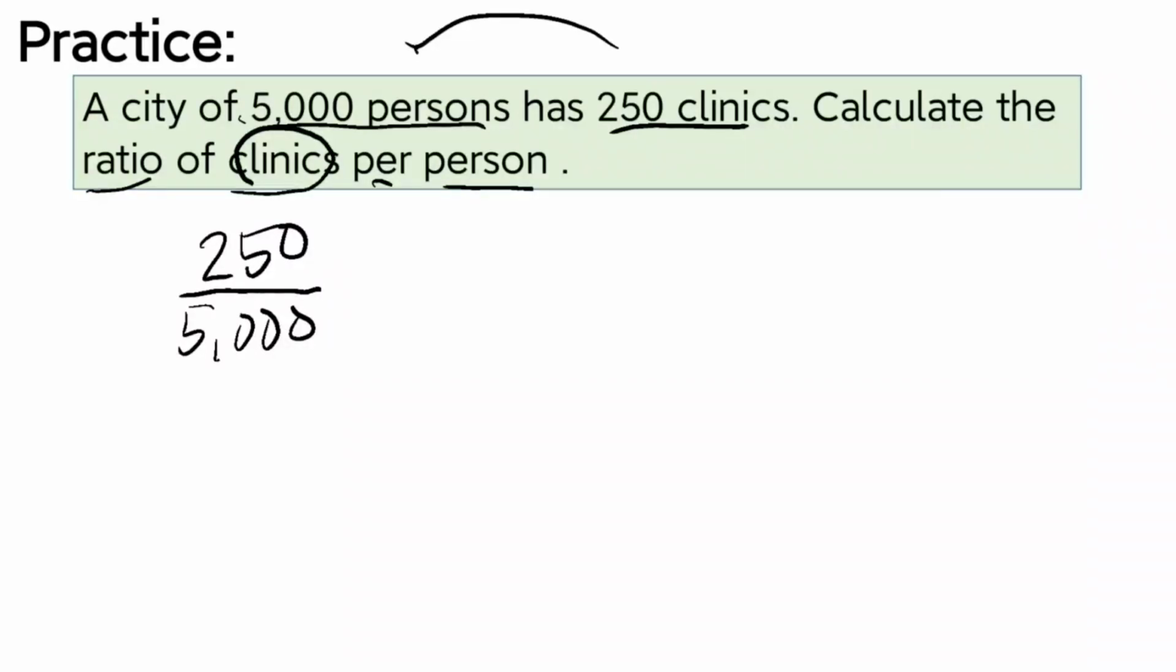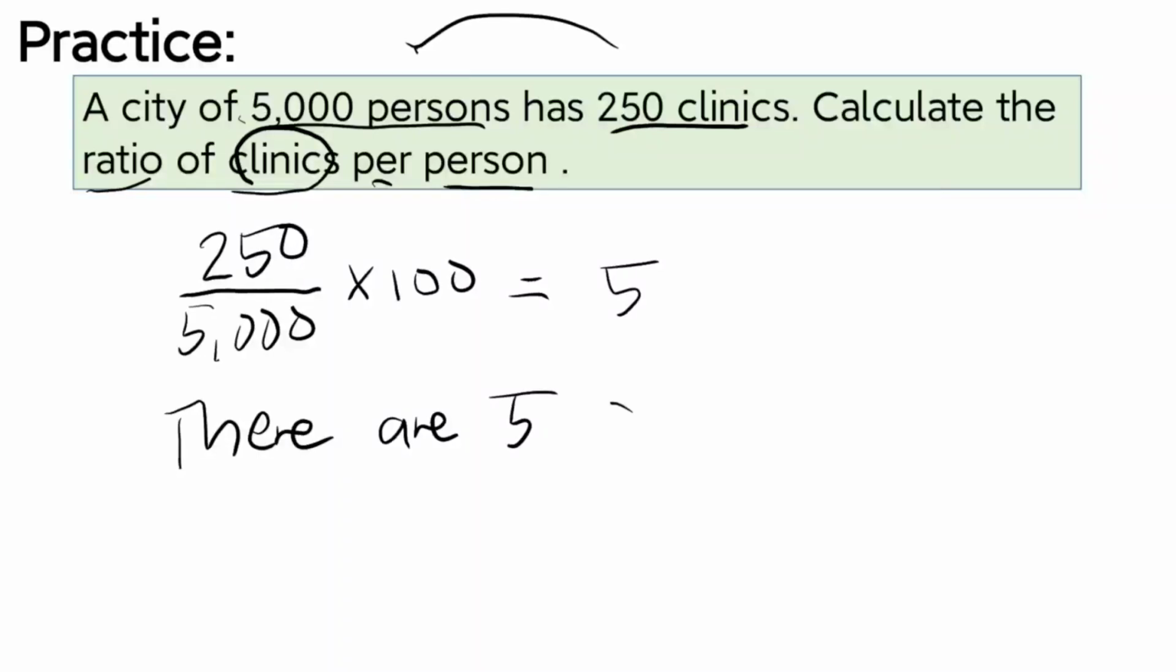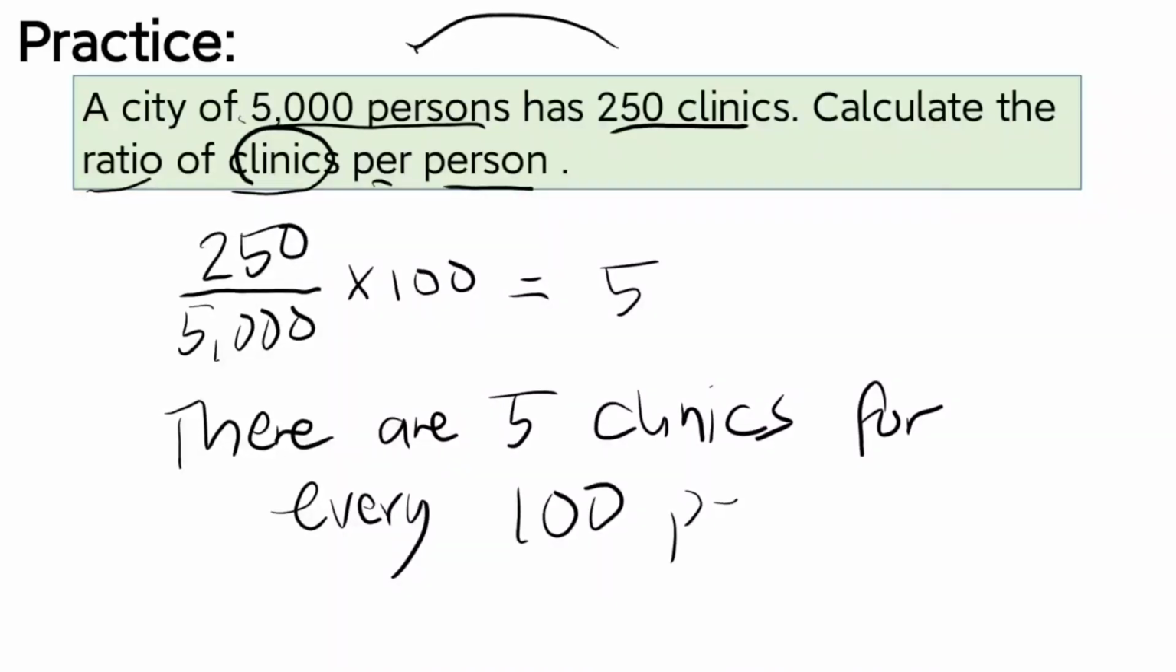Ngayon, is the factor given? Once again, it is not. So, basically, we are going to utilize 100. So, the answer is 0.05 multiplied by 100, you will get 5. So, the answer is, the final answer is, there are 5 clinics for every 100 persons. Okay? Yun, ganun lang siya kasimple, di ba? So, you already have one relative measure, ratio.